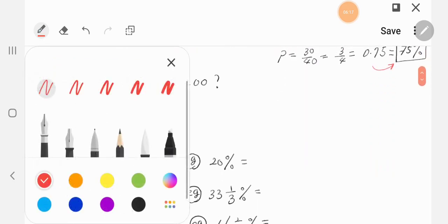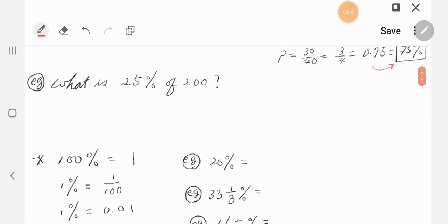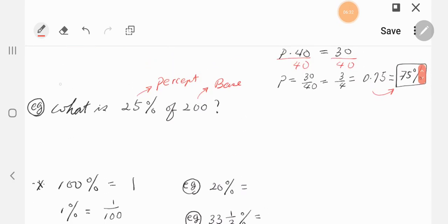Okay, let's try more examples. What is 25% of 200? Look at this. 25% is the percent, and 200 is the base. So we are looking for the amount.